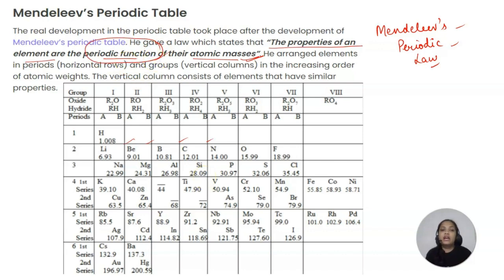So he arranged the elements in periods, which are your horizontal rows, and groups, which he called columns. Meaning the columns are known as groups. Like you can see, they are written in Roman numerals. So according to him, there were 8 groups and 6 periods he made at that time. Can you see? These are the elements that were present. So this classification was very, very important as it solved a lot of problems at that time also.